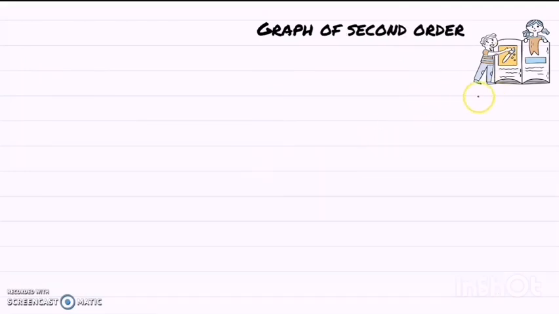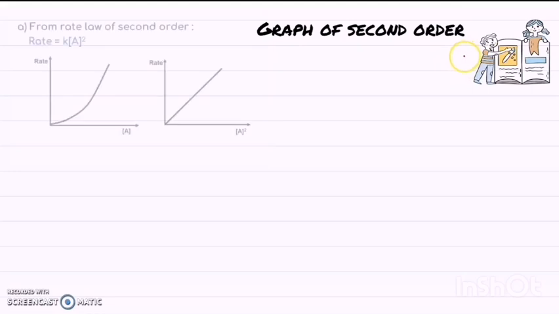We go to the next part, which is the graph of second order. From the rate law of second order, which is rate equal to k concentration of A to the power of 2, as it is second order, we will have the graph of rate versus A as this curve, while rate versus A squared is this straight line.